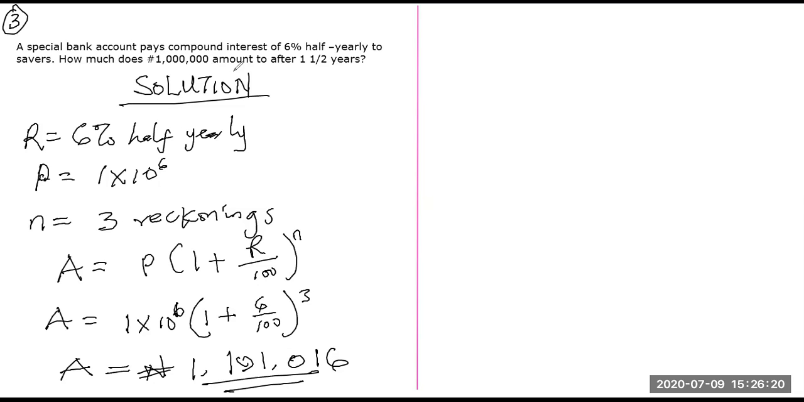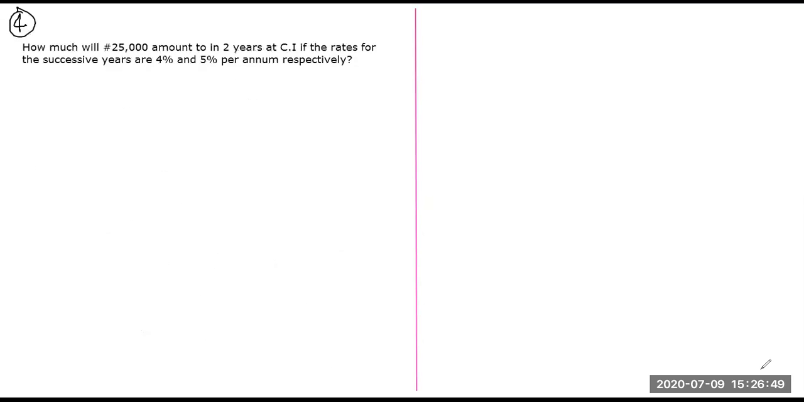How much does 1 million amount to? Not the interest. So they're just looking at the amount, both the interest plus the principal. So that is the solution to this question. And please take note, in all the places we are using this formula, the principal is always constant throughout the question, and the rate is always constant throughout the question, as we are going to be seeing different conditions also. Okay, let's look at the next question.